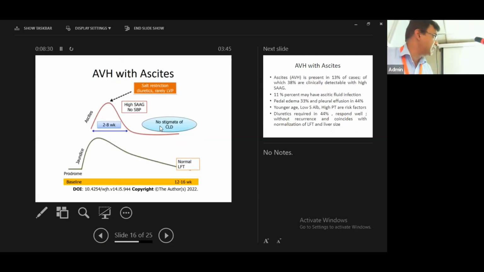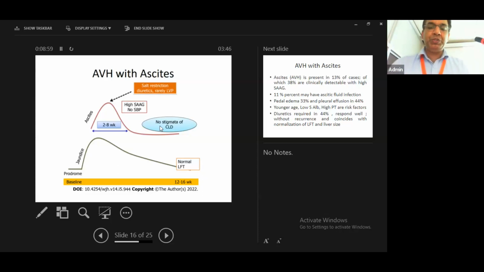Then another scenario which comes is acute viral hepatitis with ascites. This is something which is not usually seen in the adult population, but is very frequently seen in the pediatric population in our context, where we have children coming with ascites. Normally, it was said that ascites means chronic liver disease in the adult scenario, but in our pediatric population, it can be viral hepatitis.